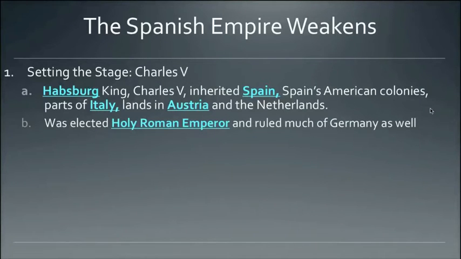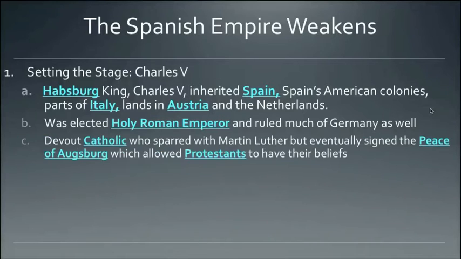He was elected Holy Roman Emperor and ruled much of Germany as well, just kind of adding to his lands that he controlled. And we know that he was a very devout Catholic, and this is going to connect to our story on Luther. So devout means very, very strong. So he's a strong or devout Catholic who sparred with Martin Luther, but eventually signed the Peace of Augsburg, which allowed Protestants to have their beliefs.